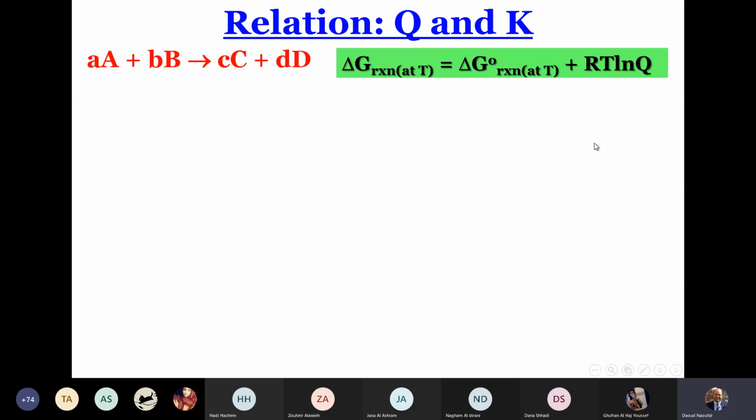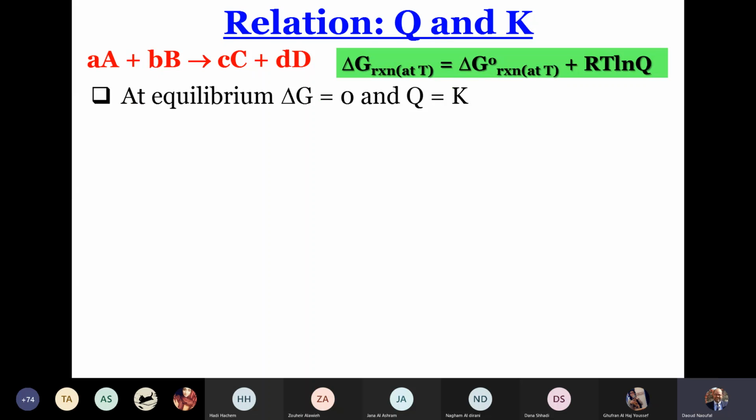So what is the relation between Q and K, between delta G and delta G0? The relation between delta G and delta G0: delta G equals delta G0 plus RT ln Q. This relation can be applied at any time of the reaction, or at any advancement of the reaction. One of these advancements is the equilibrium.